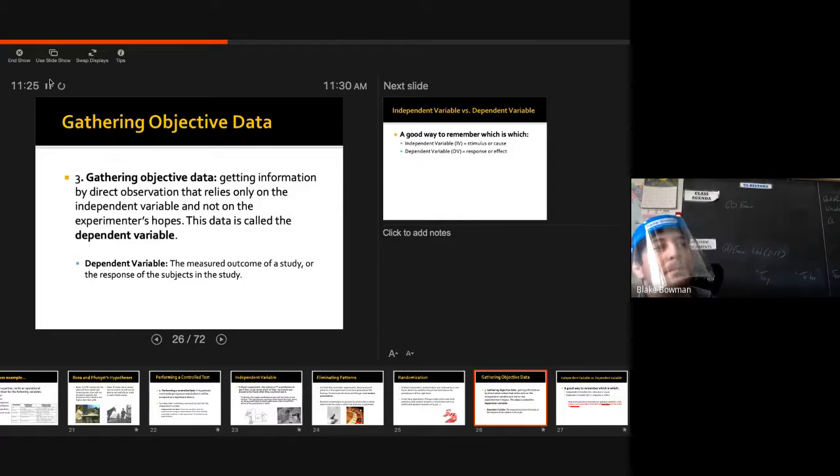So what do you think the dependent variable may be in Emily Rosa's experiment? What do you think? Hannah, what do you think? What do you think the dependent variable would be, the measured outcome? How is Emily Rosa going to gather this data?